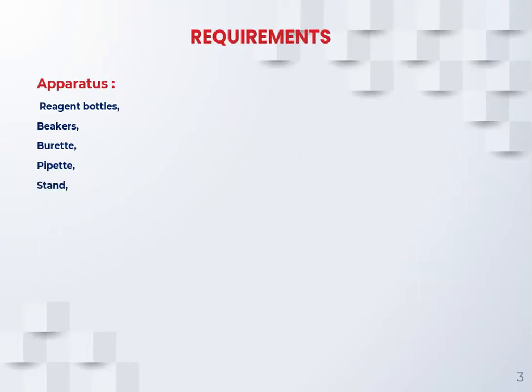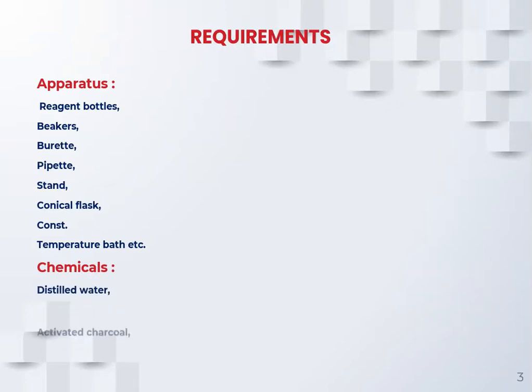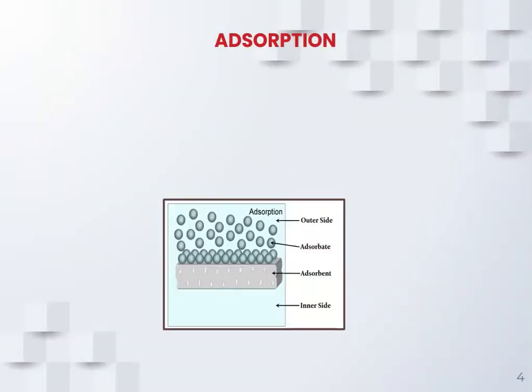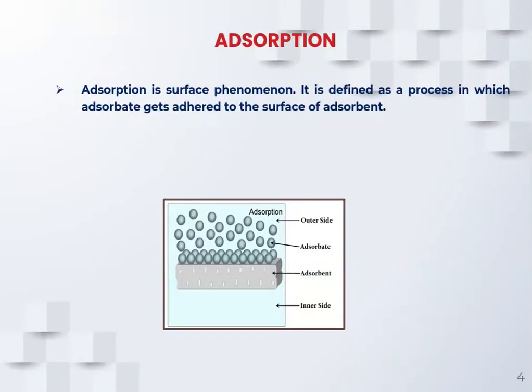Then requirements. First, apparatus: reagent bottles, beakers, burette, pipette, burette stand, conical flask, and constant temperature bath. Then chemicals required to conduct this experiment: distilled water, activated charcoal, 0.5 normal acetic acid, 0.1 normal NaOH, and phenolphthalein indicator.